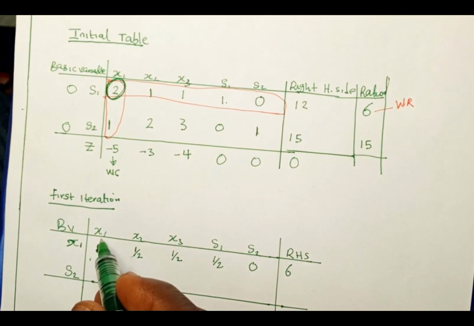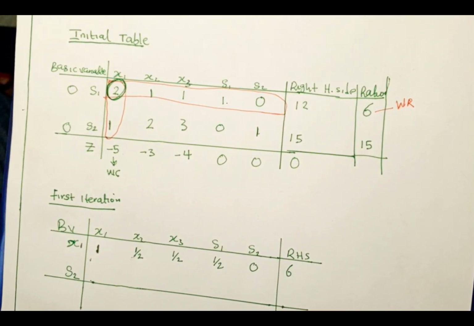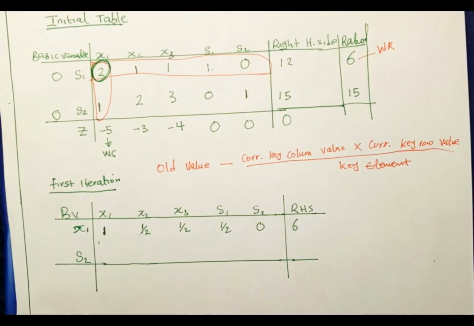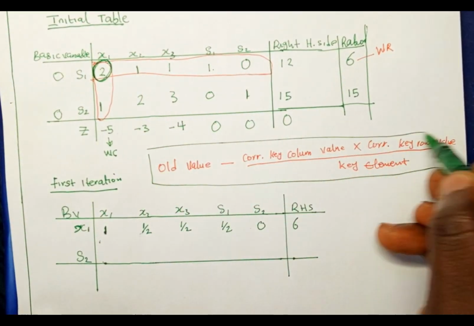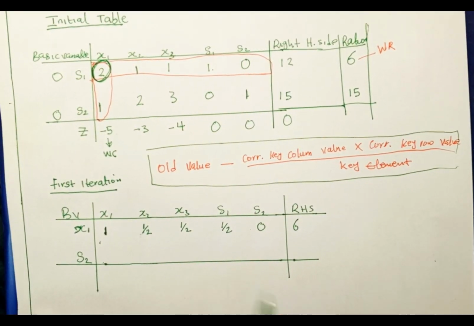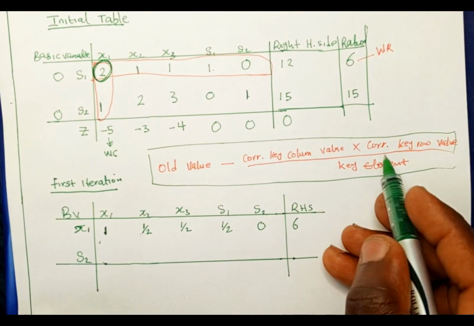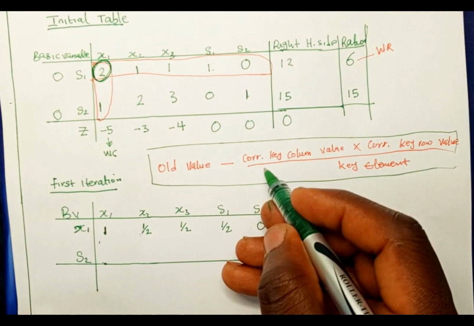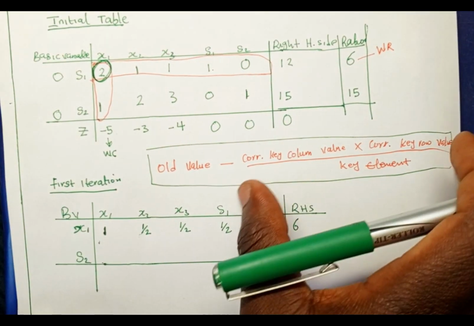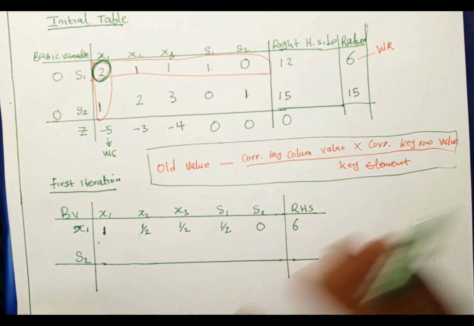So how are we going to get x1 in row 2, x2 in row 2? By applying this simple formula I'm going to write. This is the simple formula we're going to use to get our new value for row 2. So what does the formula say? Old value minus corresponding key column value multiplied by corresponding key row value, divided by key element. Look at this division. It's only affecting the right hand side of this expression. So you write the old value minus, you do this separately.